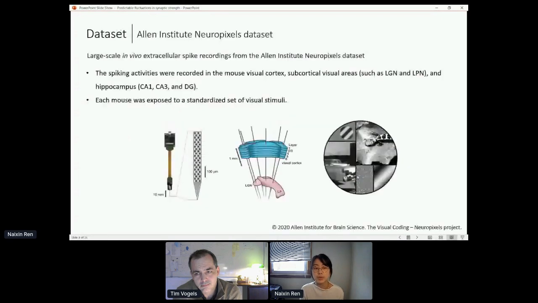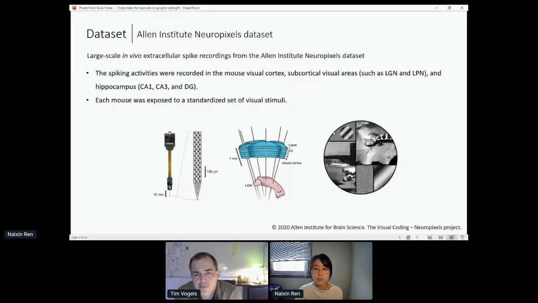The data set that we use in this study is from the Allen Institute. Here we use a large-scale in vivo extracellular spike recordings from the Allen Institute Neuropixels data set. This is a drawing of the probe that we use. Since the probe is pretty long, in this data set the spiking activities were not only recorded in the mouse visual cortex but also in some deeper areas like subcortical visual areas and hippocampus. And during the recording, each mouse was exposed to a standardized set of visual stimuli.